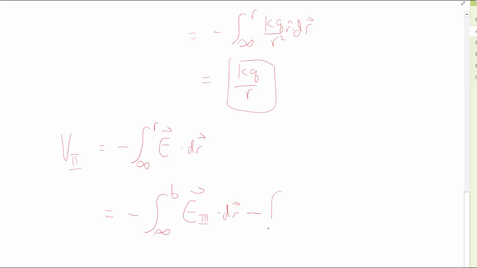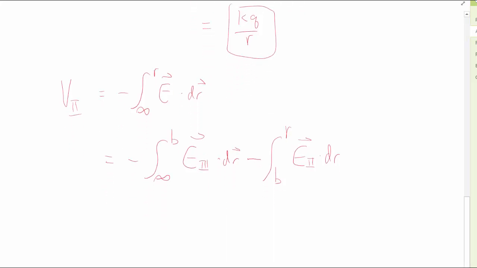And then from that border down to where my R is, I have to figure out what my electric field is in region 2. And I have to figure out what dr is, or what this integral is. Now, the beautiful thing about this is it looks intimidating, but it's actually not that bad.